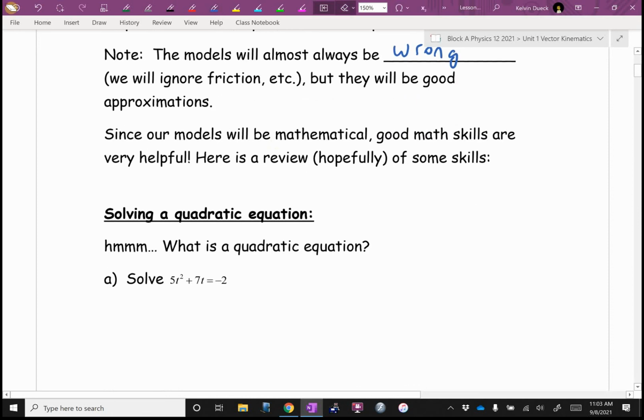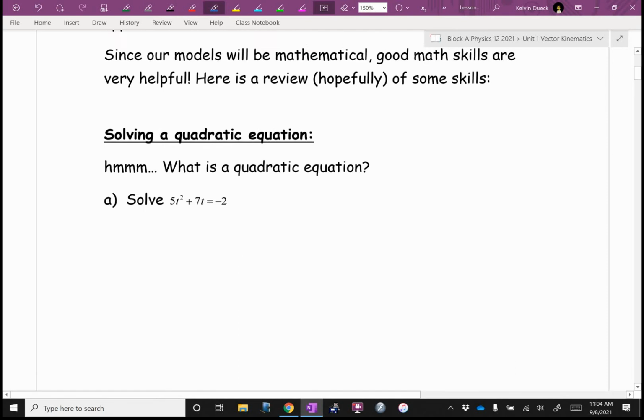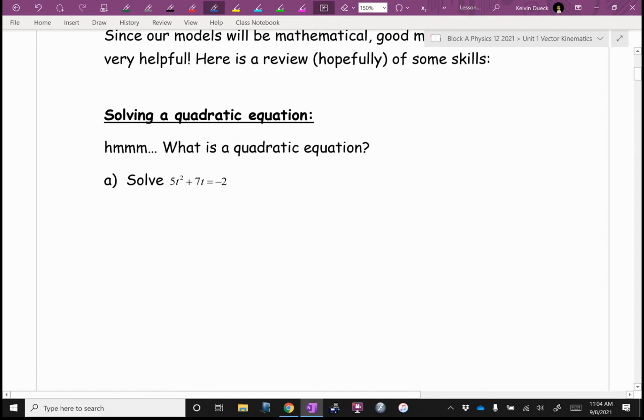But since our models are mathematical, good math skills are very helpful. Here is a review, and last year was weird, so I put hopefully, of some math skills. One of the things you will need to do this year is to solve a quadratic equation.